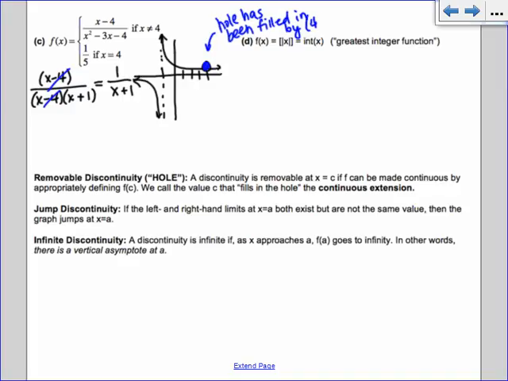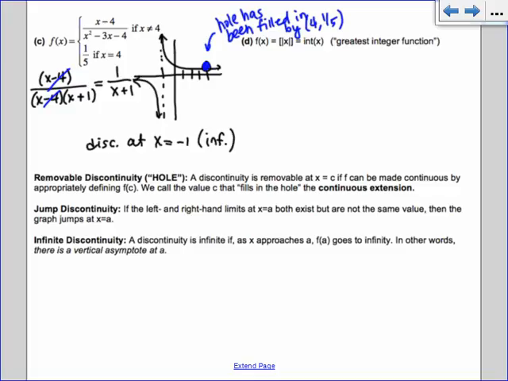By the point (4, 1/5). So by that second part, it's now continuous at that place where there was originally a hole. It's continuous there now. Okay, so where's the only place where it's not continuous? At x equals -1, right? So that was the infinite one.